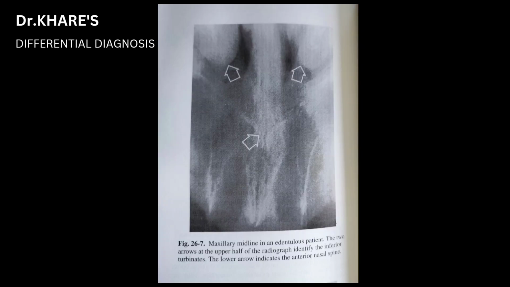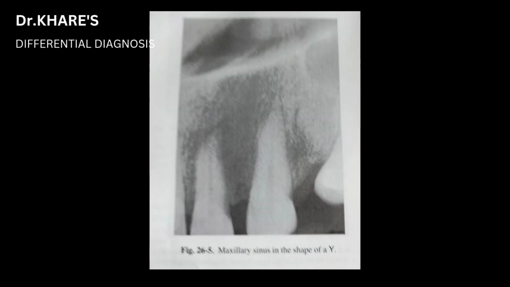This is the maxillary radiograph showing the maxillary midline in an edentulous patient. The two arrows at the upper half of the radiograph identify the inferior turbinates. The lower arrow indicates the anterior nasal spine. This is the maxillary radiograph of the premolar region. In this, the maxillary sinus is seen in the shape of a Y.